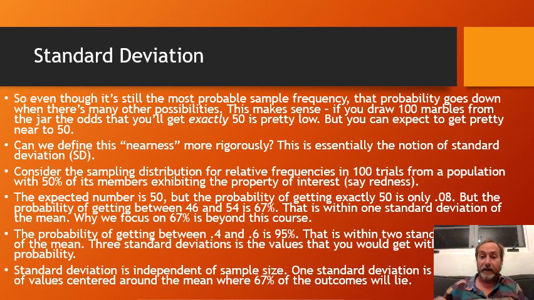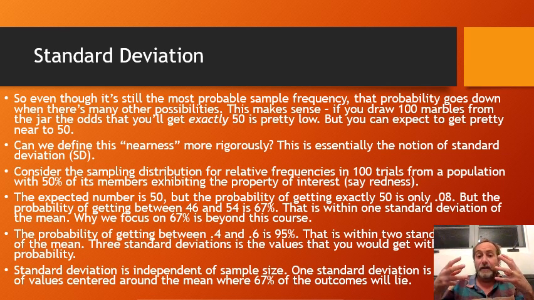That says I pull 100 marbles out of my jar, and there's a 67% chance that I'm going to get either 46 reds or 47 reds or 48 or 49 or 50 or 51 or 52 or 53 or 54.